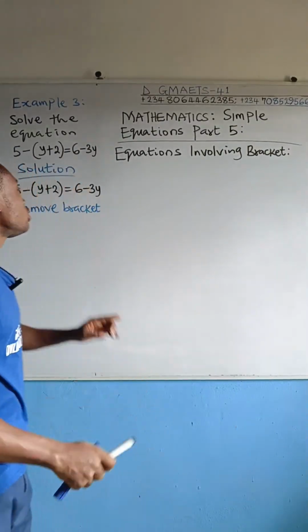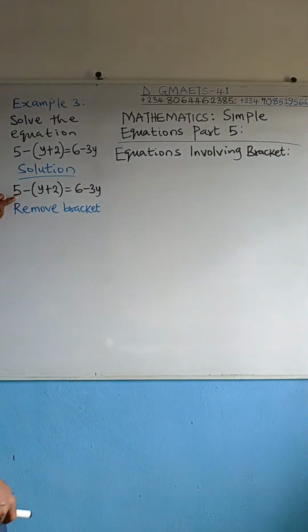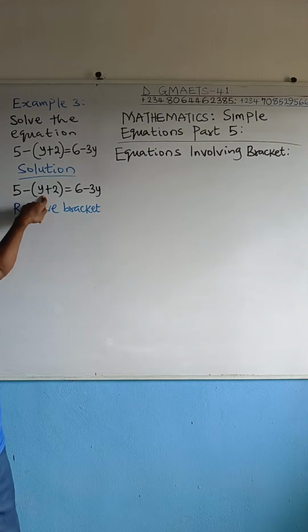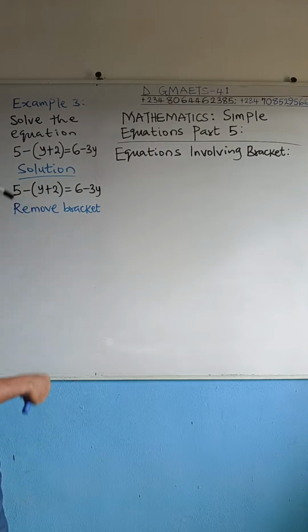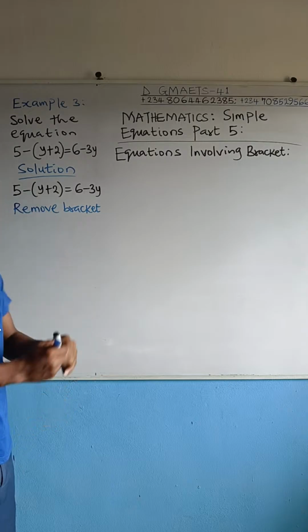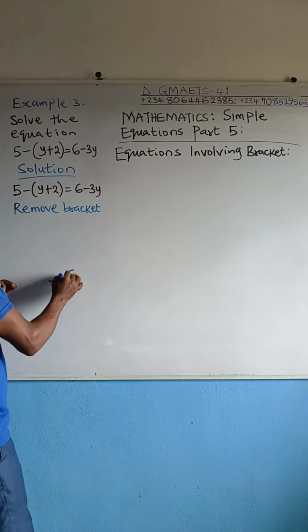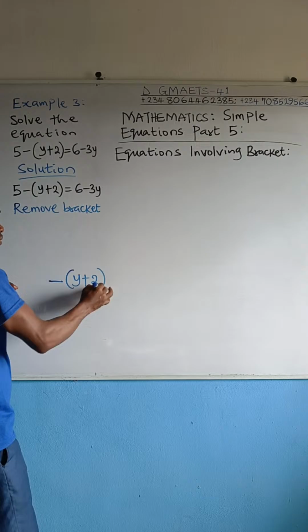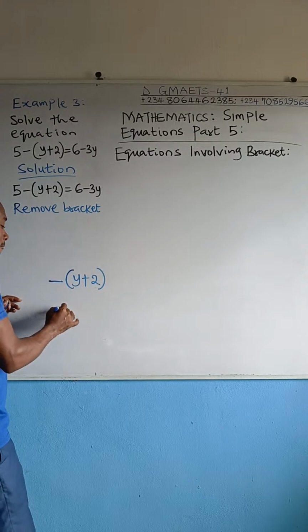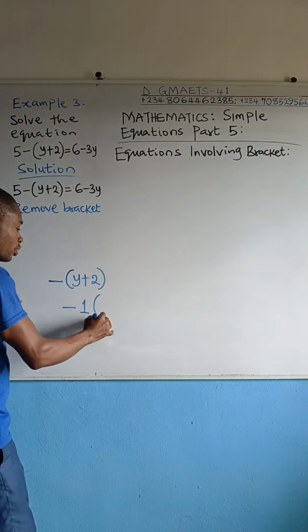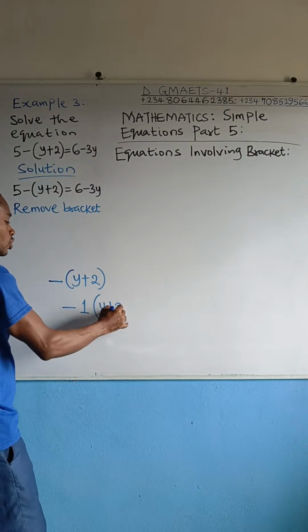So you want to take note. It is not 5 that is opening this bracket. What is opening this bracket is what you have just after this minus, and that is an invisible 1. Let me show you. If I give you minus y plus 2, this is the same as minus 1 open bracket y plus 2.